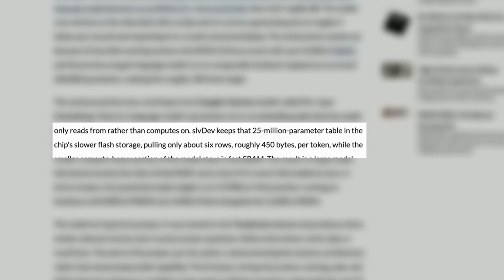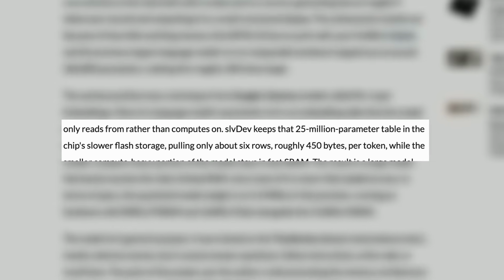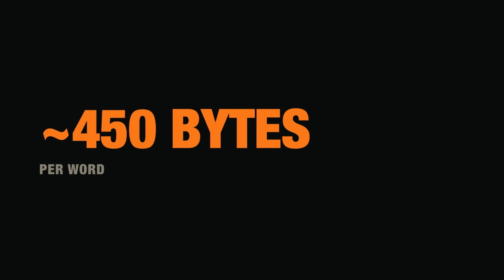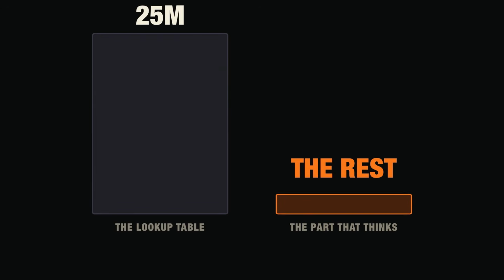According to what Circuit Digest is reporting, for every word the runtime spits out, it only fetches a handful of rows, give or take a few hundred bytes, from the storage into the fast memory. So the only piece of the model that has to live in that tiny half megabyte workspace full time is the much smaller chunk of logic that actually does the thinking.